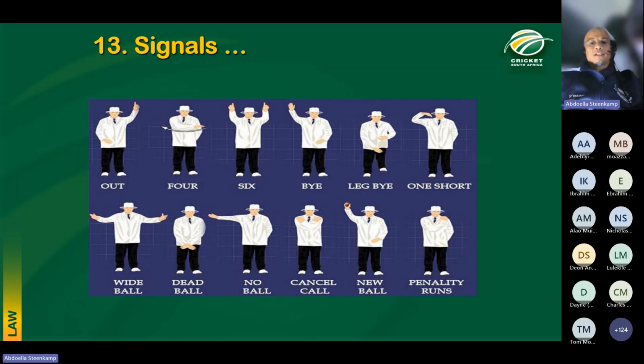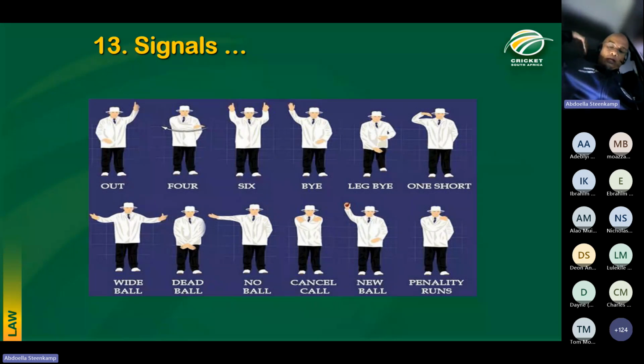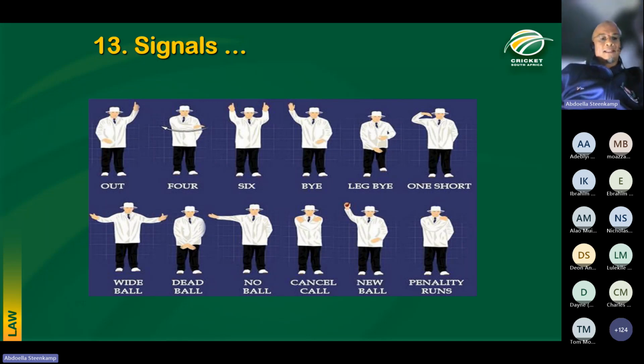Leg bye is signaled by touching your raised knee, and it's best to face the scorers side on and not front on. So if you do signal leg bye to the scorers, turn side on and signal leg bye. If you're signaling one short, you tap your shoulder. I'm right-handed, so I'll put my fingers on my right-hand shoulder. If you signal wide, arms stretch out wide, as in the picture. I'm now looking at the first picture on the left, at the bottom. Dead ball is by crossing your arms in front of your belt.